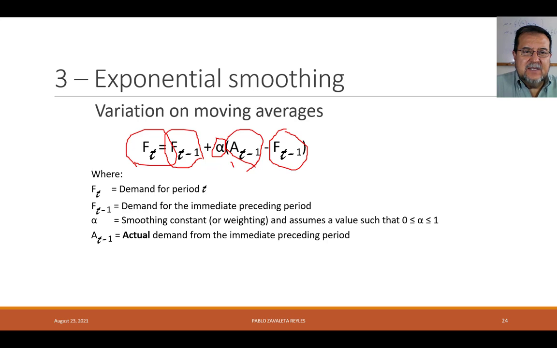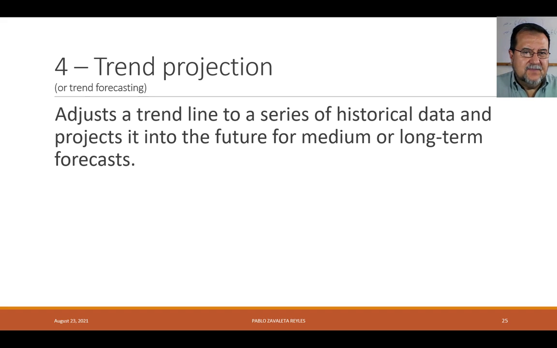So this difference is the error which we smooth with this constant, which we add to our forecast. We're taking into account the error that is present. Then we have trends. We adjust the time series and we project it into the future, but we keep in mind the trend.